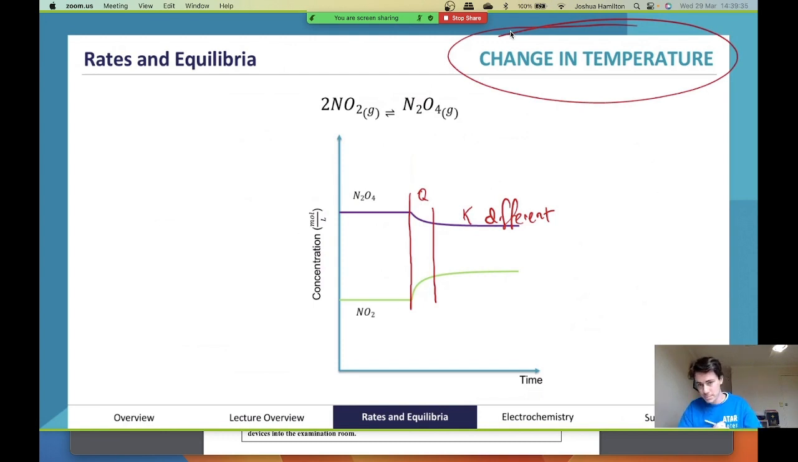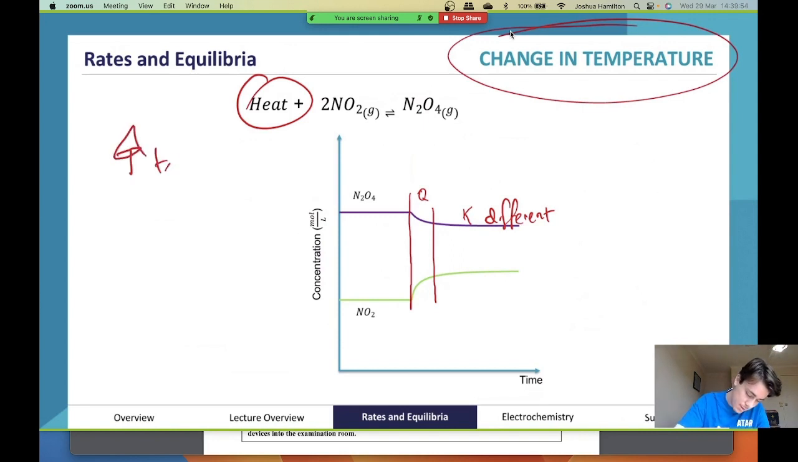Super important. So, 2NO2 gas can go to N2O4 gas, and as you can see here, we've had a temperature change, and with that temperature change, I'm going to say we've added heat. For the sake of it, we've increased the temperature. By increasing the temperature, we've increased the amount of NO2 and decreased the amount of N2O4. So we've increased the back reaction. What does that tell me about this equation? That tells me this equation is exothermic.